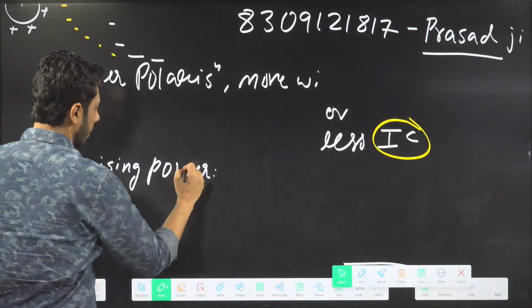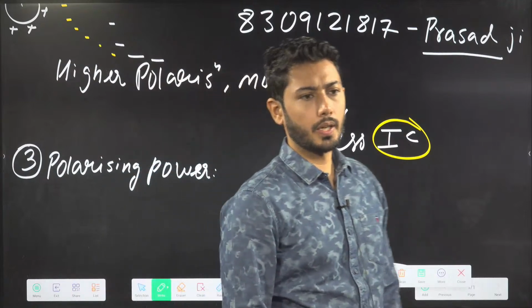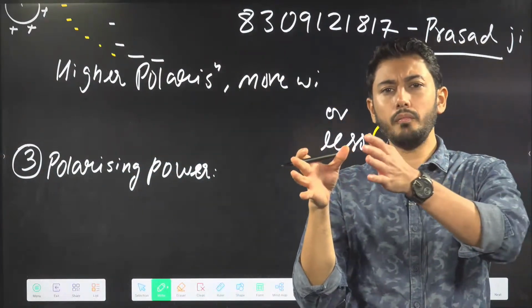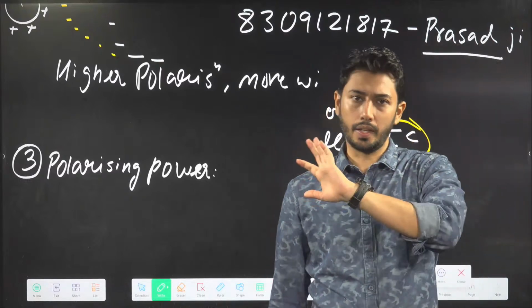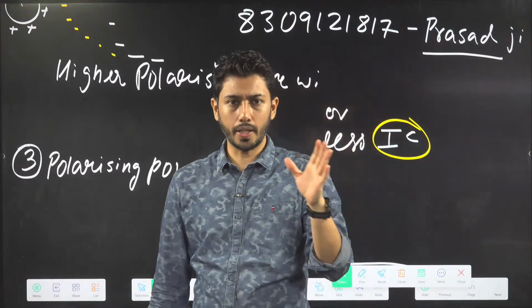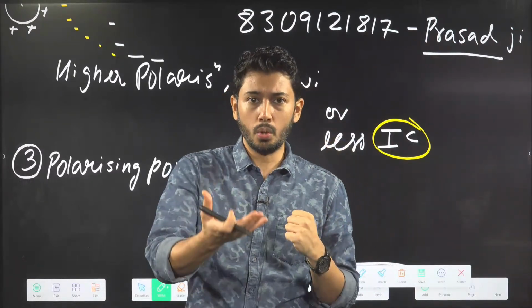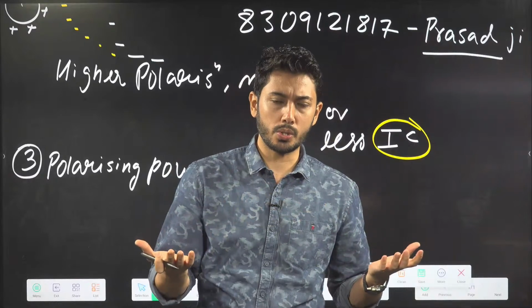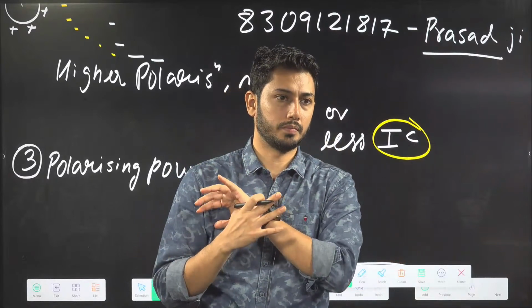Next term is polarizing power. Now, polarizing power is what? Polarizing power is basically the ability of cation to attract the electron density of anion towards itself. More is the attraction, more is the distortion of the electron cloud, more is the polarization.